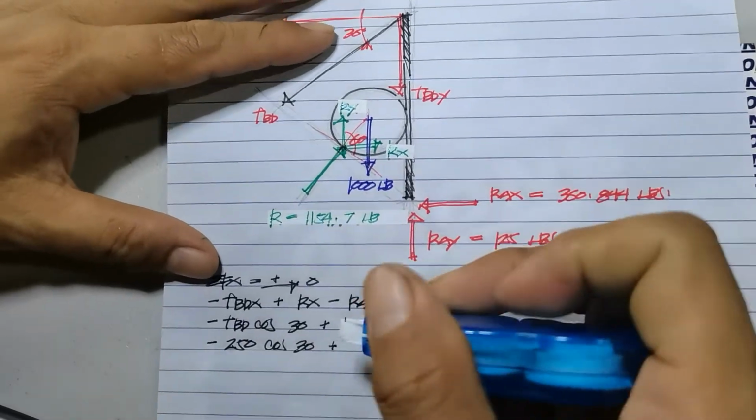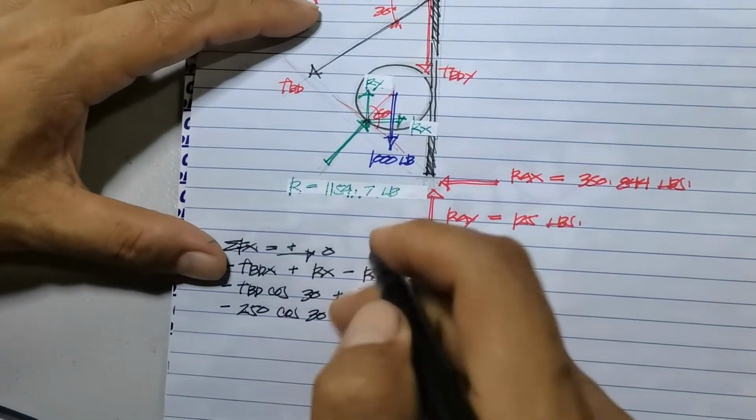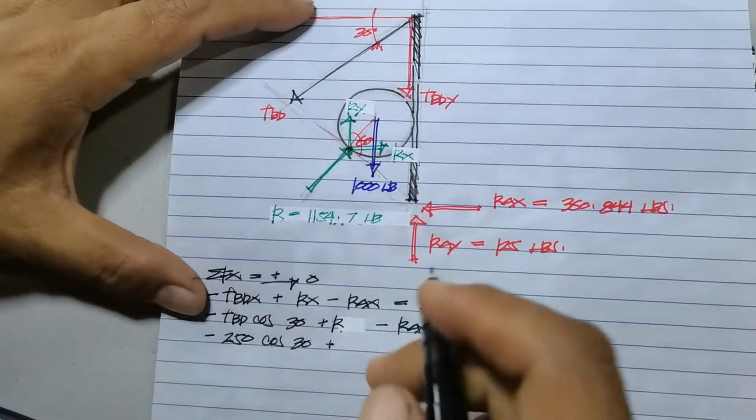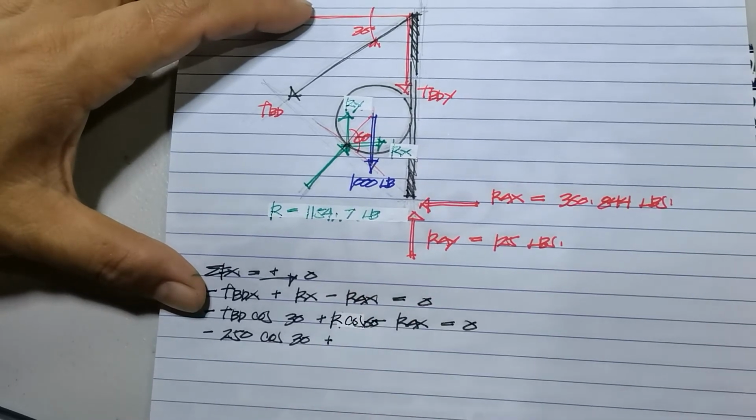Hindi ko pala na-breakdown, no? Pakita lang natin ang breakdown nito. So, RX is you have R, tapos ang angle is 60. So, R cosine ng 60. Ayan.